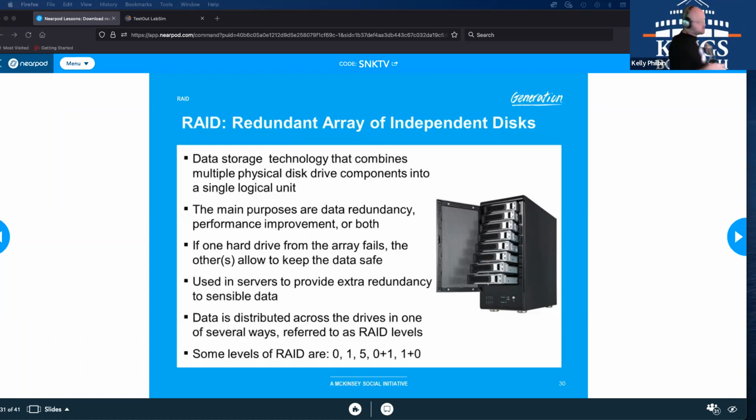So this is what we're looking at. Also, it allows for the potential for fault tolerance, which basically means a drive can fail and you don't lose everything. That's not true for all RAID arrays, but for many of them, if a single drive would fail, you're still okay. You can rebuild back from that.